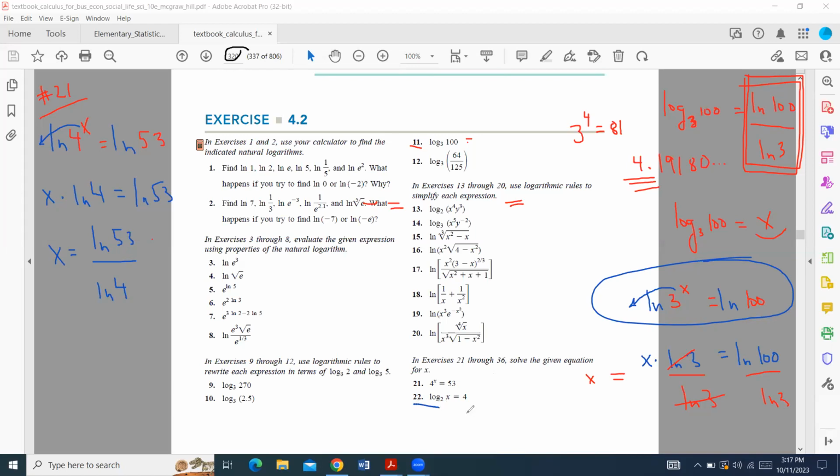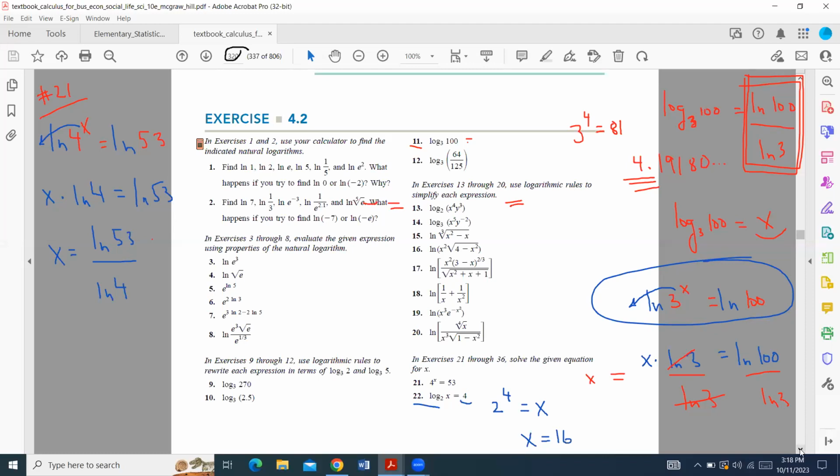How about 22? Well, here I can rewrite this without the logarithm. The base is 2, and this whole thing 4 is a power, and the result is x. So 2 to the power of 4 is 16, right? And that's it. It looks like that one you don't need a calculator, because you could just use the definition of logarithm. It's pretty neat.